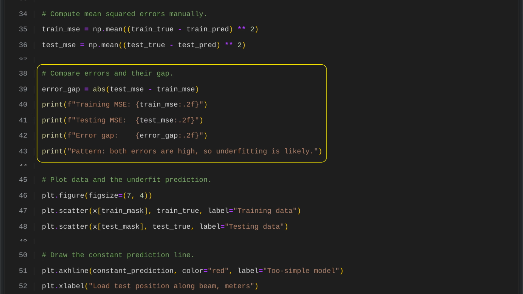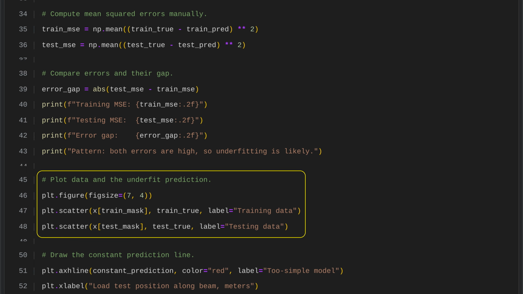The training error shows how well the model fits the training data, while the testing error shows how it performs on unseen data. If both errors are high, the model is likely underfitting, meaning it is too simple to capture the main patterns in the data.